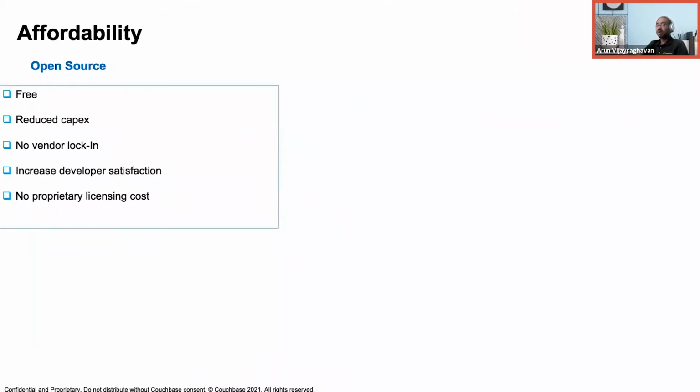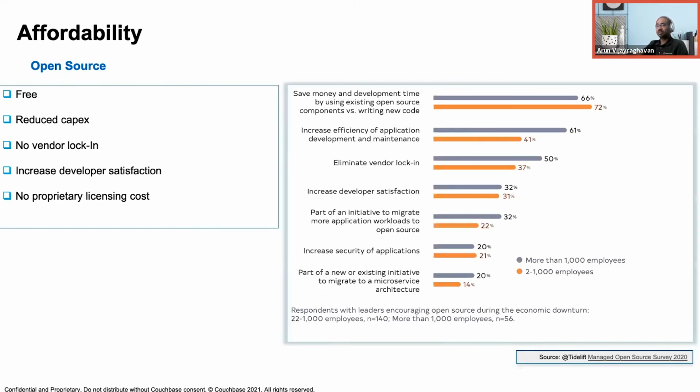Affordability. Ottoman is open source, so obviously it's free. Additionally, you automatically reap the benefits of using open source software. According to a managed open source survey by Tidelift conducted last year across small and larger organizations, over 600 people shared how and why they would use open source software today.